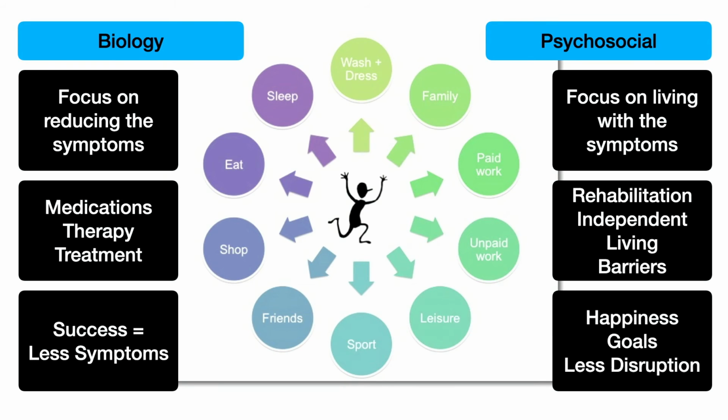And finally, the goal here is happiness, goals, and less disruption in their life. Now, the key thing to look at is the goals on the bottom here. We have less symptoms, happiness, goals, and disruption. Of course, we want both, but someone can be happy, achieve their goals, and be less disrupted by their mental illness and still have the same level of symptoms. It's truly possible. So both of these approaches to mental illness are very, very critical.